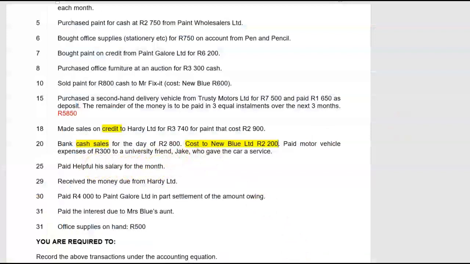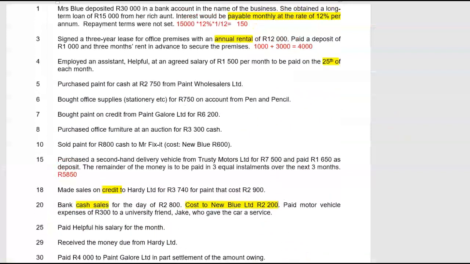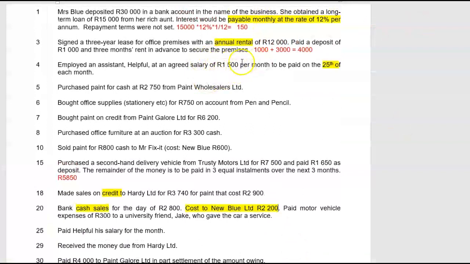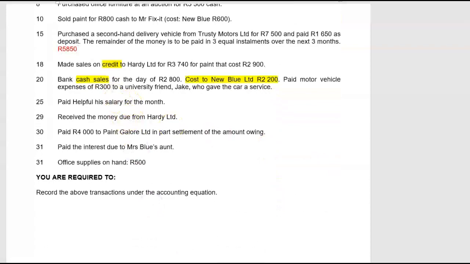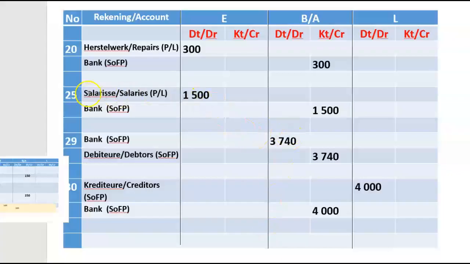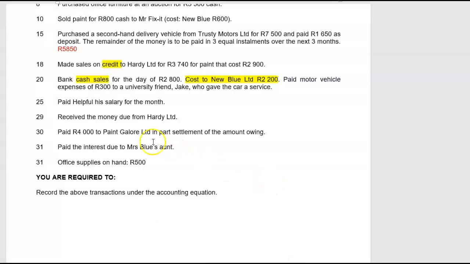Now we pay Helpful her salary for the month. Remember, we employed Helpful in the beginning of the month at 1,500 Rand. So now at the 25th, we are going to pay her a salary. So salaries, an expense account, was for a service that she provided, 1,500 Rand, an expense increases. If an expense increases, equity decreases because it's a debit against equity. And then bank would be credited. Our asset account bank has reduced with the money that we paid Helpful.